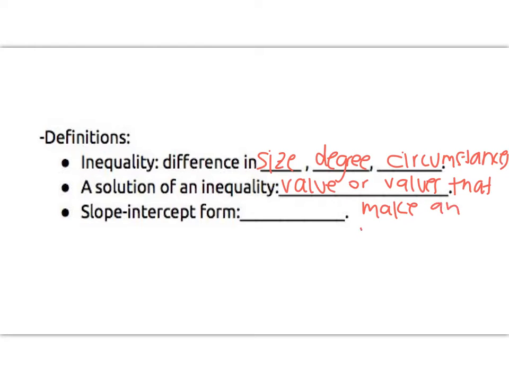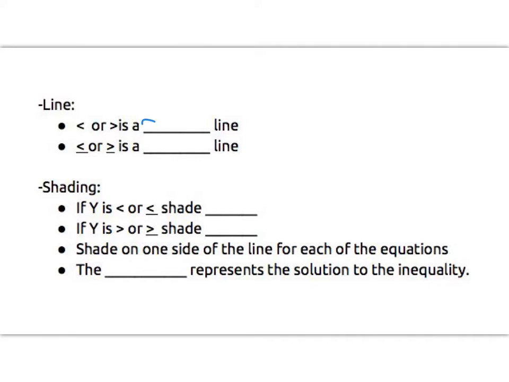Slope-intercept form is y equals mx plus b. Less than or greater than is a dotted line. Less than or equal to or greater than or equal to is a solid line. Shading: if y is less than or equal to, shade below the line. If y is greater than or equal to, shade above the line. Shade on one side of the line for each of the equations. The shaded region represents the solution to the inequality.